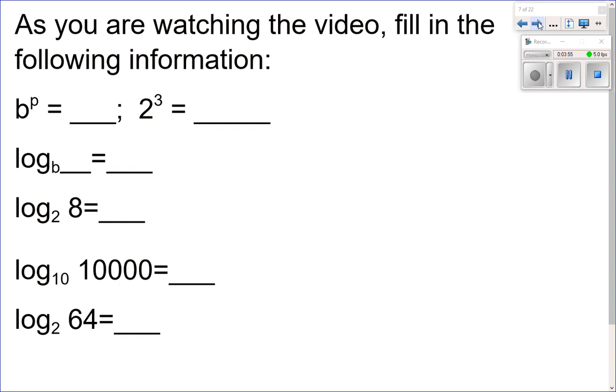Logarithms, as it says, the logarithmic function is a way to rewrite exponential functions. And hopefully you caught how you put things around to get from a logarithmic function to an exponential function. We're going to learn more about that relationship as we go through today.